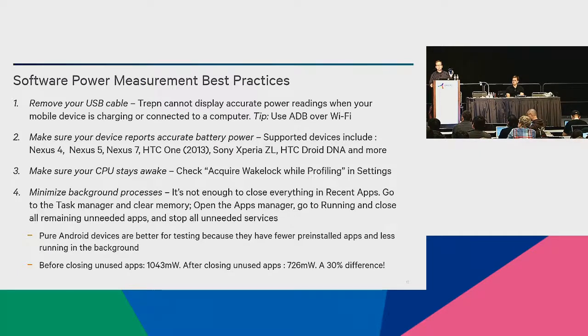As I said earlier, you want to know your device is going to report accurate battery power. This is just a few of the devices that do. We already talked about making sure your CPU stays awake. That will make a big difference in your readings. Another thing which is common sense is you want to minimize the background processes. So it's not enough to go to recent apps and close everything. To save time, I'll go to Task Manager. I just clear the memory, and that'll close a bunch of apps at once.